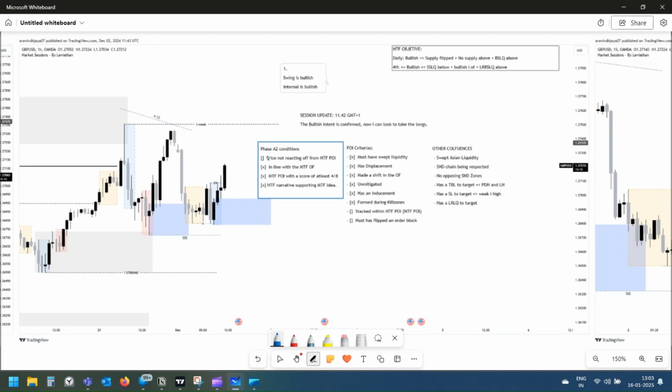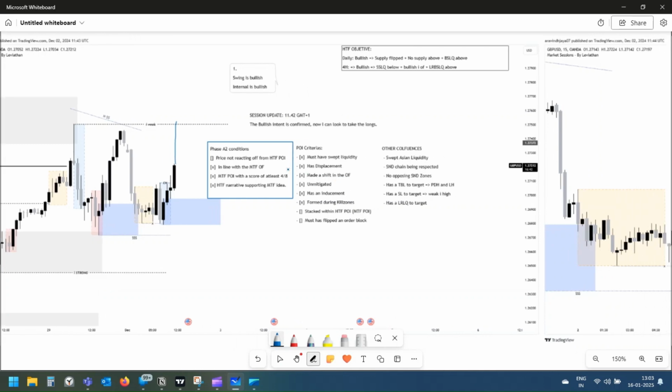The only negative is the price is reacting off from the 4-hour supply. So anytime the price can start to push down and take out the strong internal low. But apart from that, it is a very much high probability trade, and there are a ton of confluences supporting my trade.